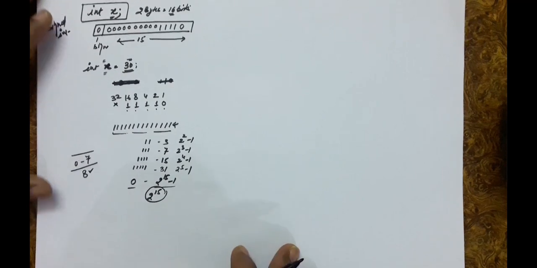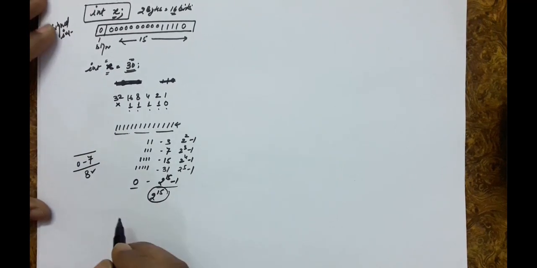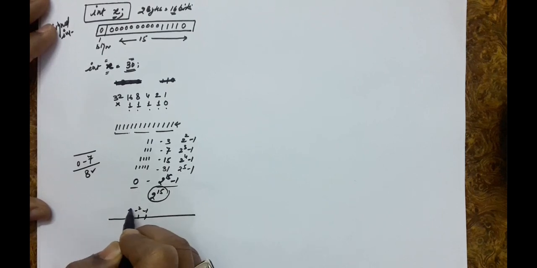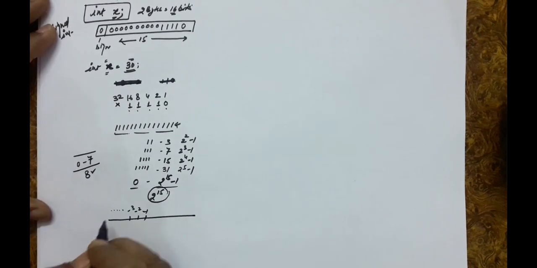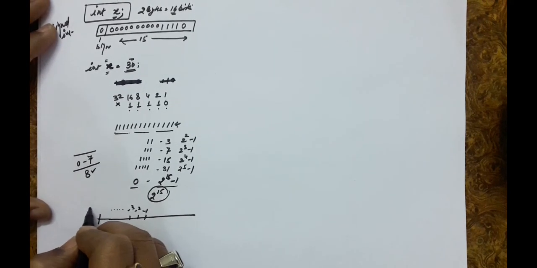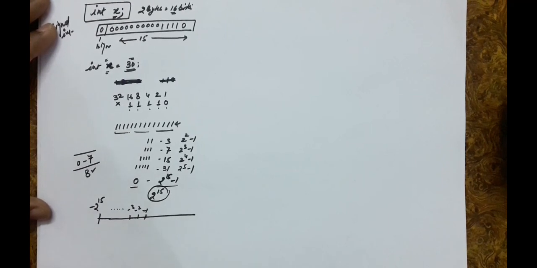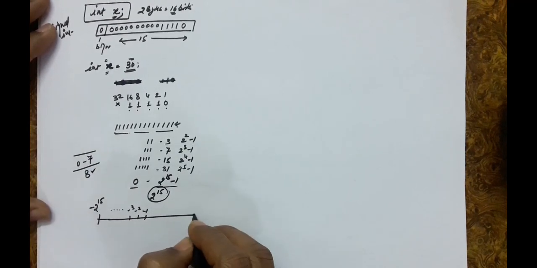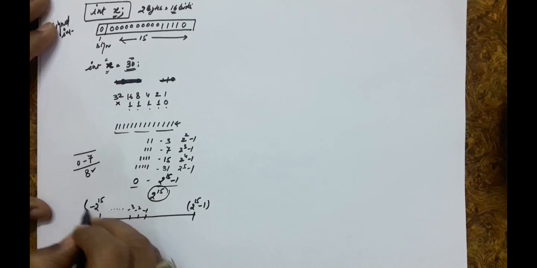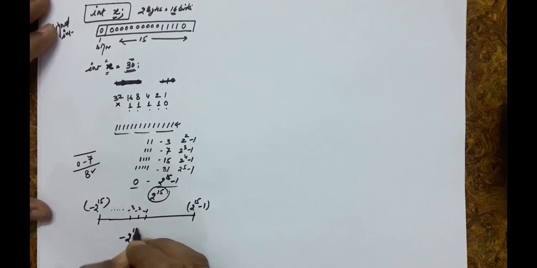Now you must be knowing that the largest negative integer which is possible to represent is minus 1. If the counting starts from minus 1, the next number will be minus 2, next will be minus 3, and so on and so forth. Since a total of 2 raised to the power 15 negative numbers have to be there, the smallest negative number is minus 2 raised to the power 15. We have already found out that the largest positive number is 2 raised to the power 15 minus 1. So the range of integer numbers which can be represented is minus 2 raised to the power 15 to 2 raised to the power 15 minus 1.